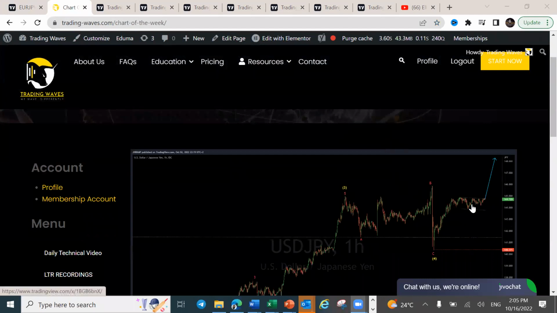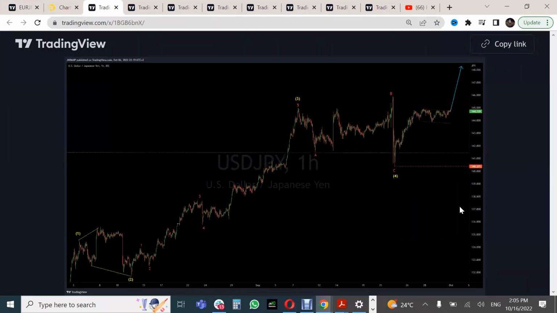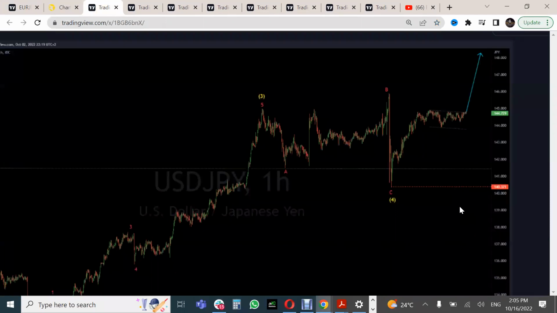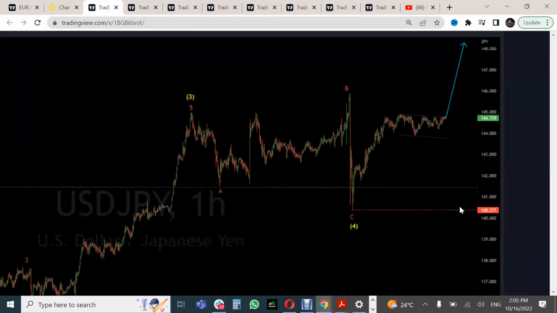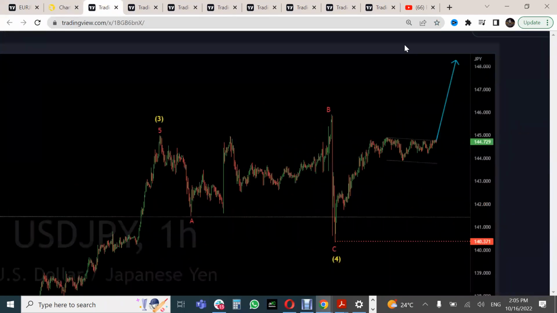So if you look at that, this is US dollar yen. We forecasted this chart 2nd of October. It has been in place since. And if you look at where we are, 144 to where we are right now, it's already a 400 pip move. How this played out here, it went like that, made a three-way pullback, but then it went and hit the target there at 148.